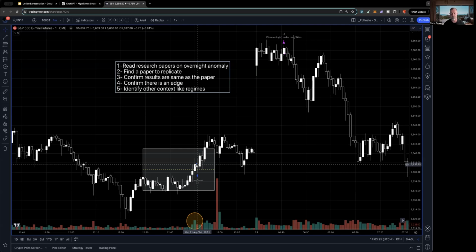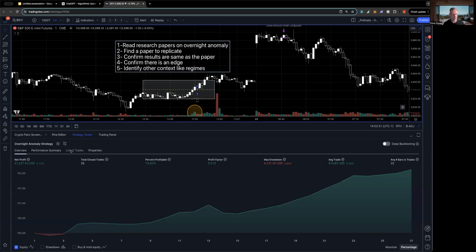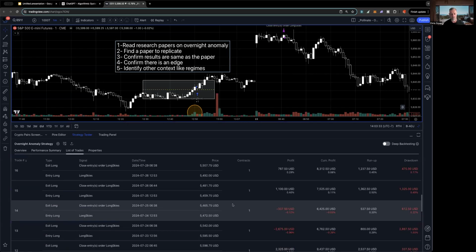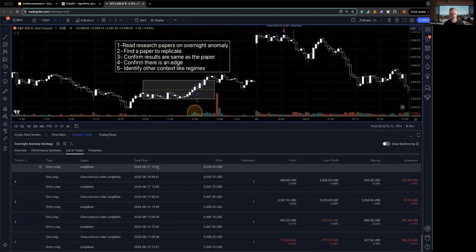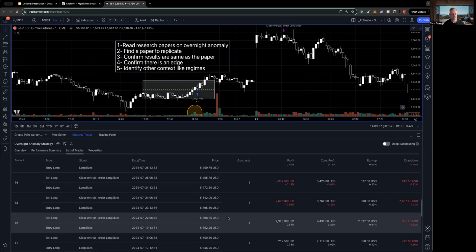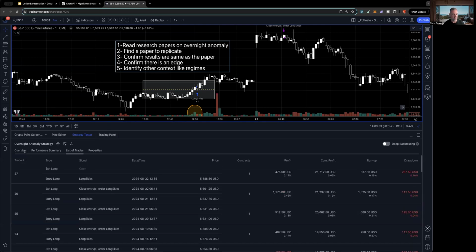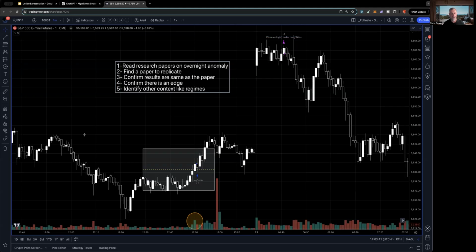There might be some sort of anomalies, but what I'll do is I'll output all the trades and then compare them. We'll go to strategy tester and list of trades, and I'll compare all the trades to see that they're the same entry and exit time and whatnot. And so that's what we got with that.